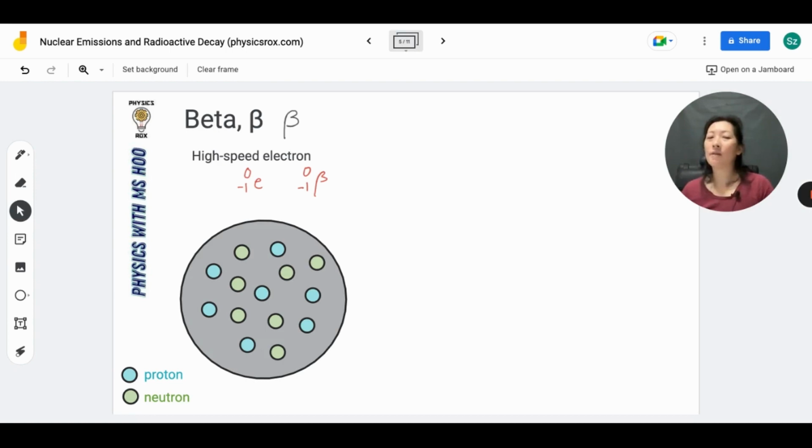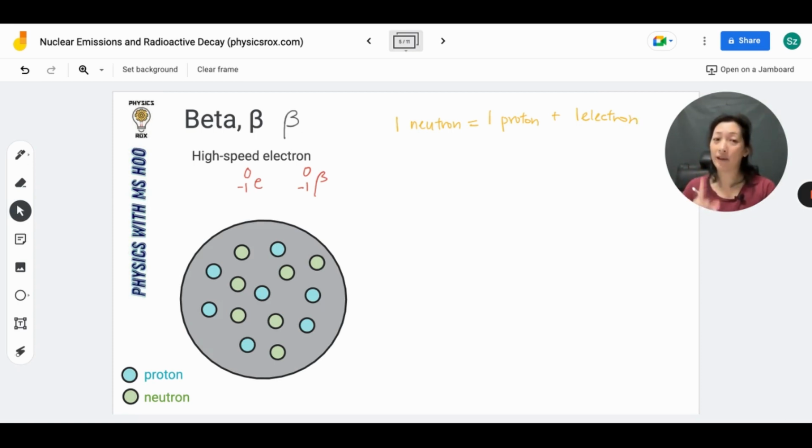You may or may not know this, but if you didn't, now you know. You have to be aware that a neutron is made up of 1 proton and 1 electron.